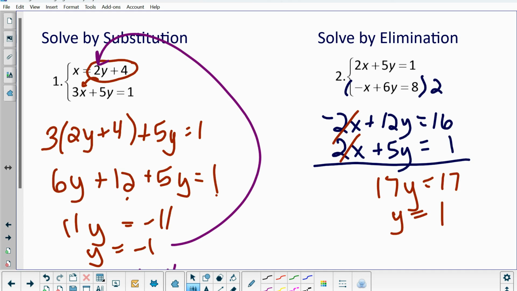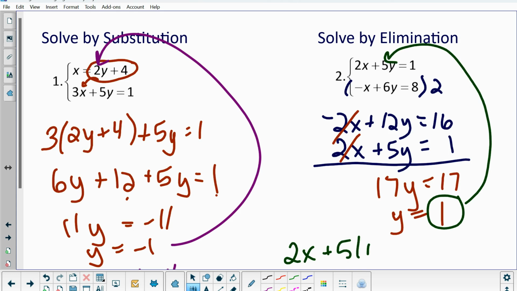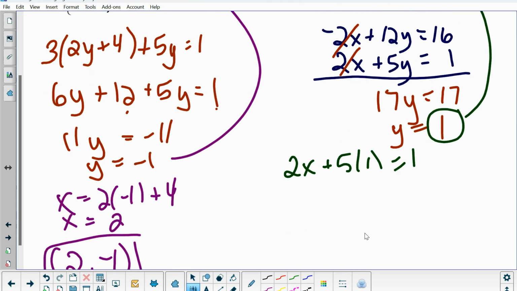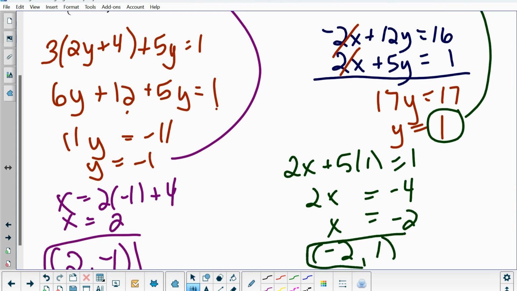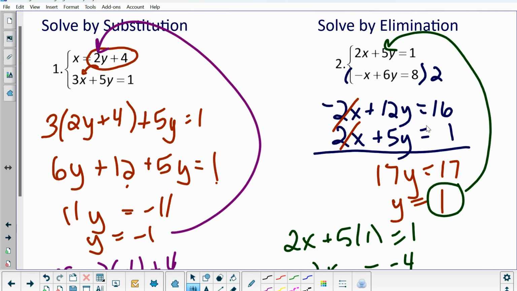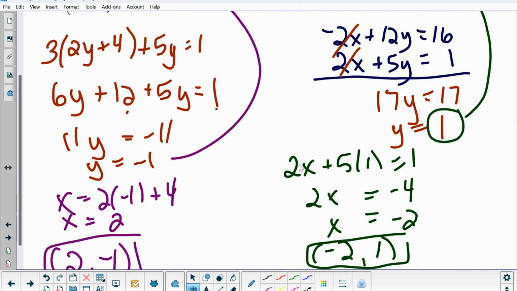I get y equals 1. I take the 1 and I substitute it into one of the other two equations, and it doesn't matter which one. So let's say I'll put it in the top just because it's easier for me to put the arrow to. So I have 2x plus 5 times 1 equals 1. So 5 times 1 is 5, so I get 2x. I subtract the 5. 1 minus 5 is negative 4. Divide by 2. Negative 4 divided by 2 is negative 2. And then we want to remember to write it as an ordered pair. So I have negative 2 comma 1 is the intersection of those two lines. So it's the solution and it's the intersection of those two lines.